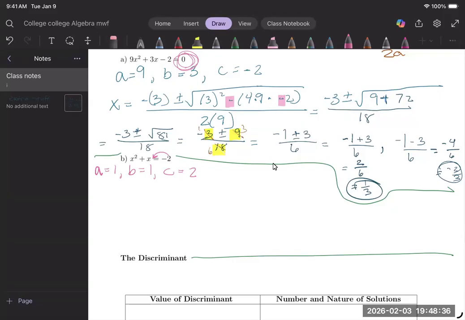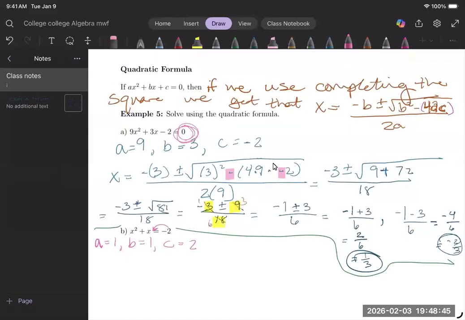Yeah, 0. Okay, so now I'm going to pop into my formula. So that is right here. Right, there's the formula. I'll change colors. Shimmery brown. So x equals -1 plus or minus the square root of 1 squared minus 4 times a, which is 1, times c, which is 2, and then all over 2a, which is 1.